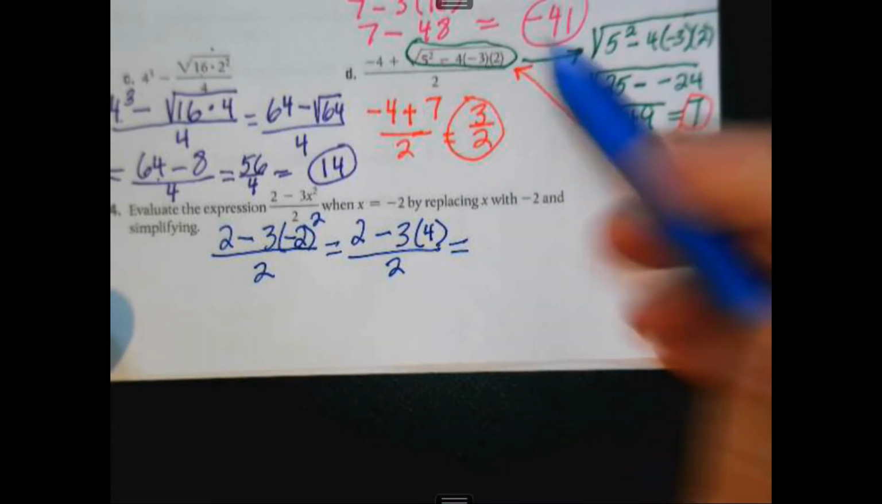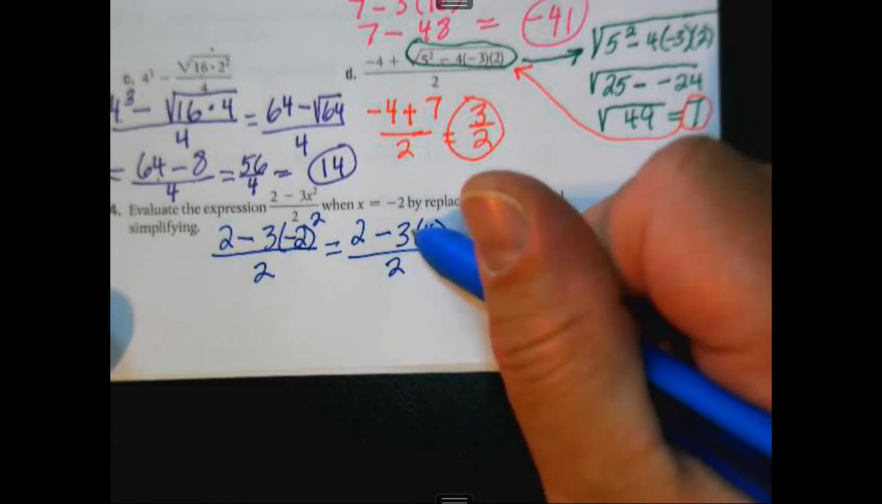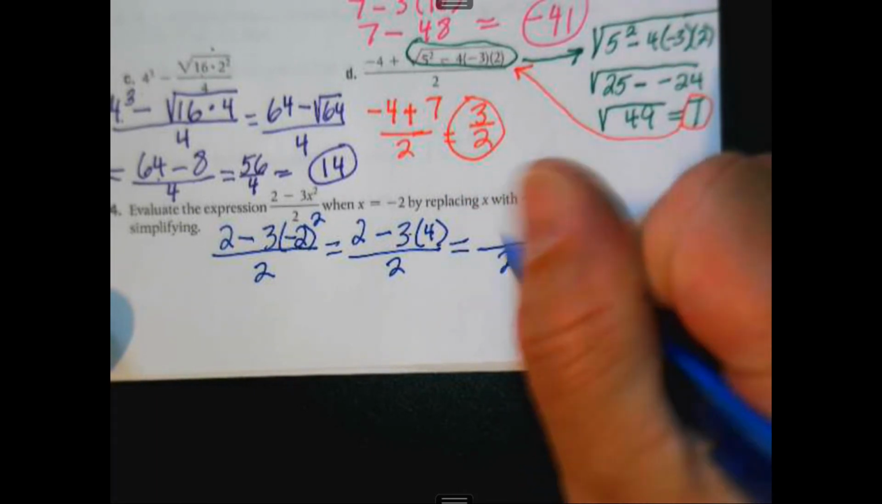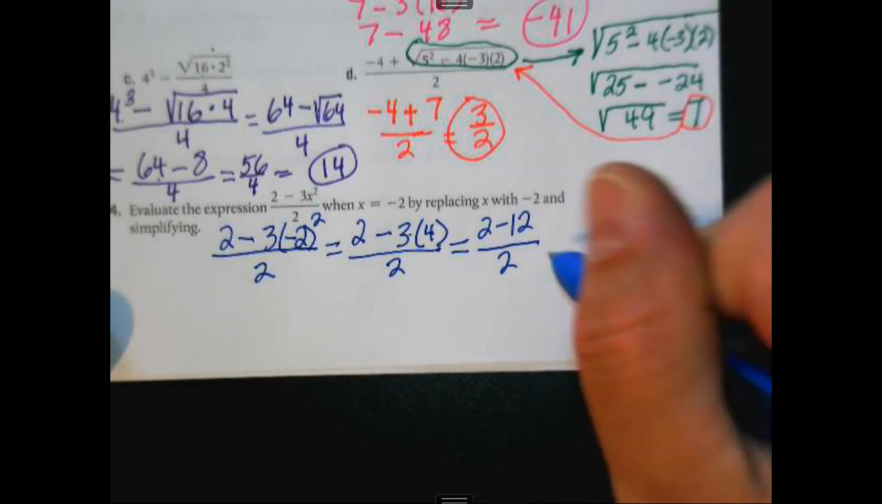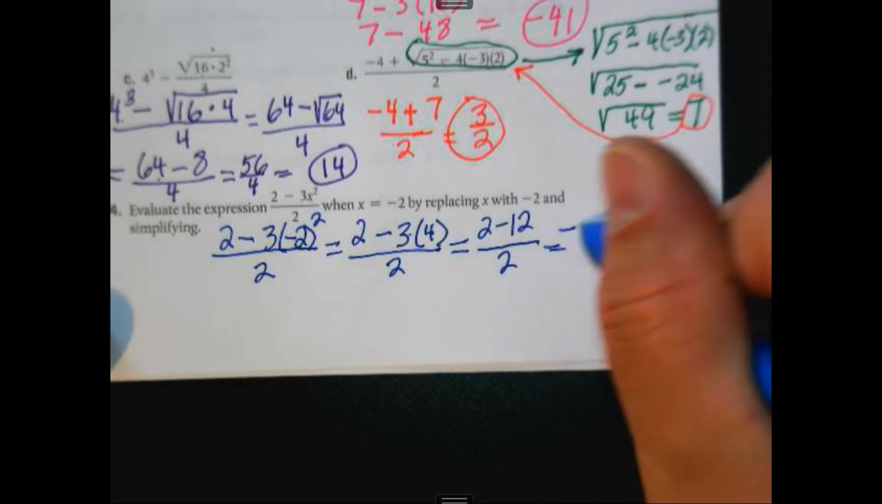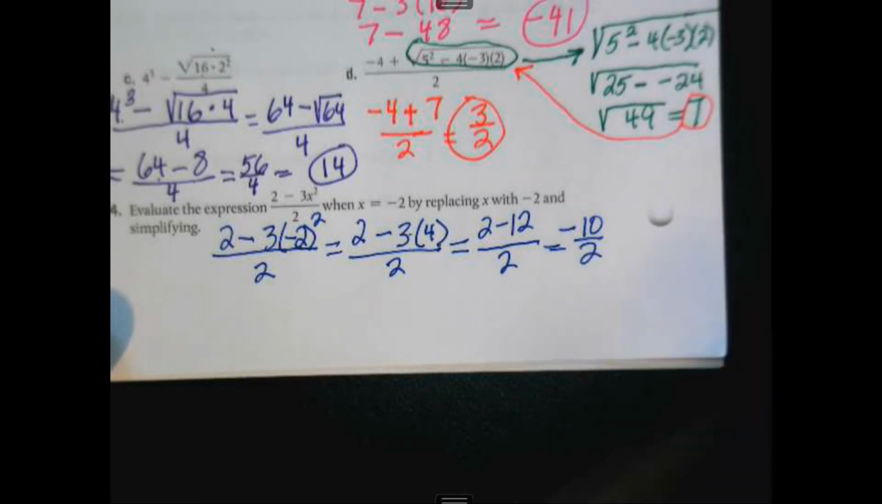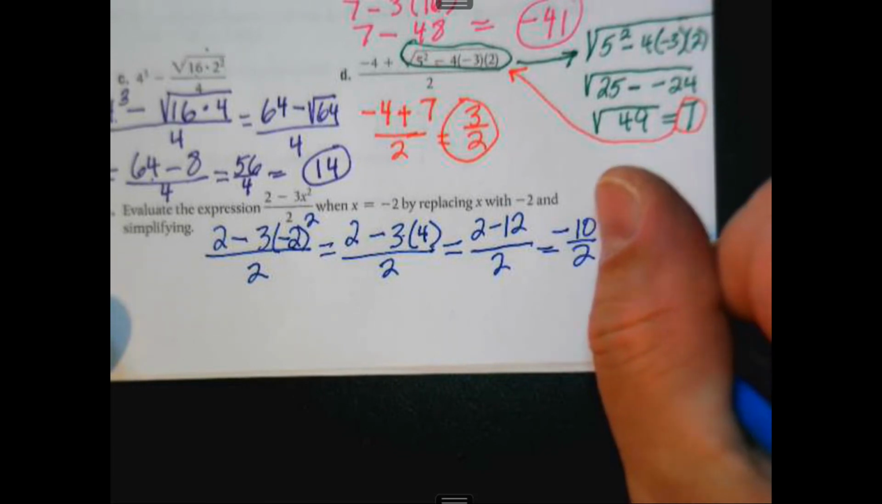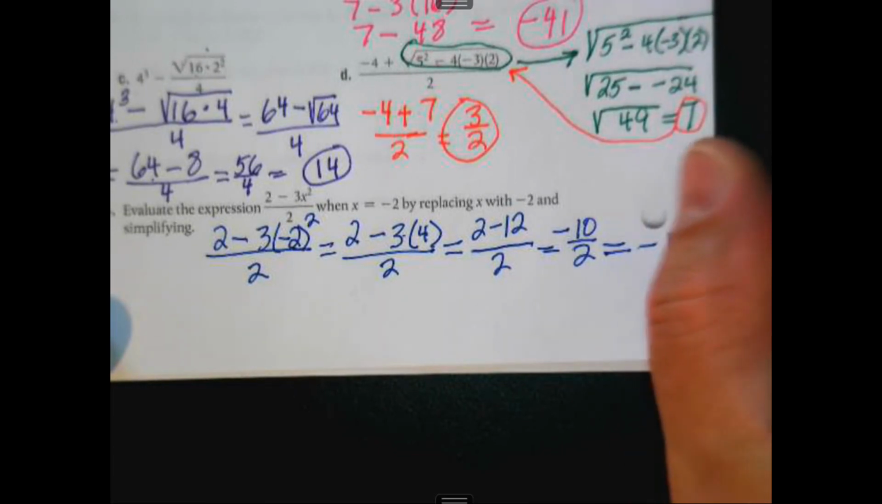Multiplication. Say I have 3 times 4 is 12. Again, I'm going to finish doing the numerator first. 2 minus 12 is negative 10 halves. Then I'm going to go ahead and do the fraction, or reduce it, simplify it, negative 5.